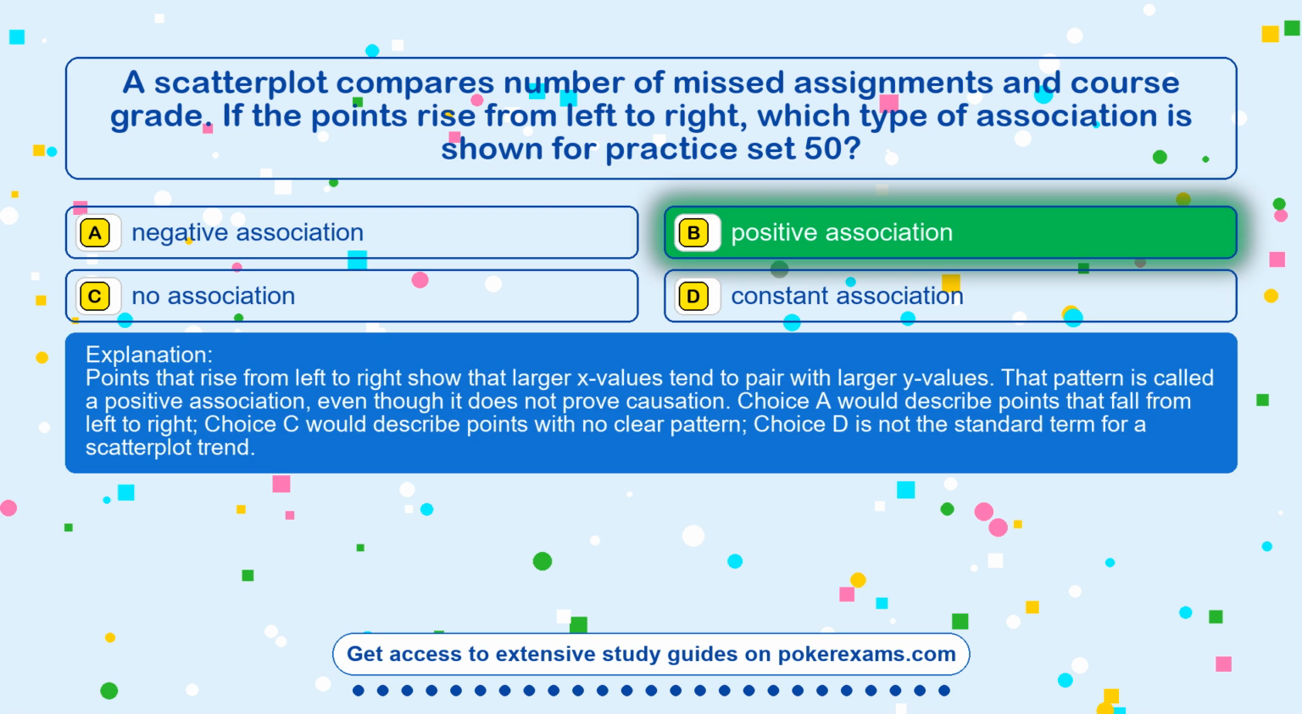Points that rise from left to right show that larger x-values tend to pair with larger y-values. That pattern is called a positive association, even though it does not prove causation. Choice A would describe points that fall from left to right, choice C would describe points with no clear pattern, choice D is not the standard term for a scatter plot trend.